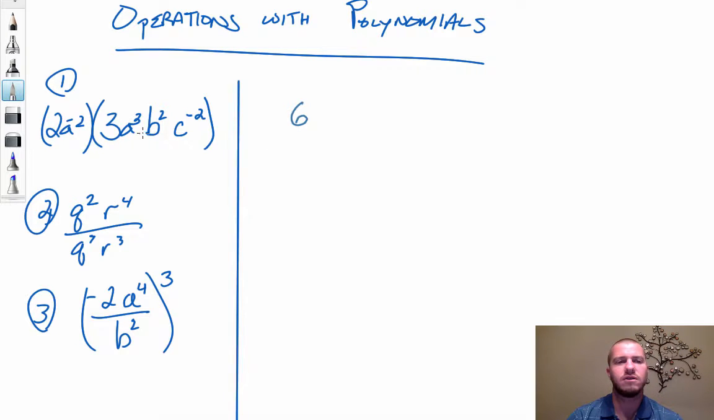a raised to the negative 2 times a raised to the 3rd. Well, that's going to become a raised to the 1st because I'm adding them. Negative 2 plus 3 is positive 1. b squared, c raised to the negative 2, and then that part can simplify. So I'm going to have 6ab squared over c squared, and the c moved to the denominator.